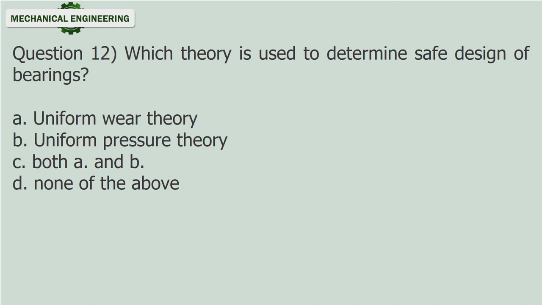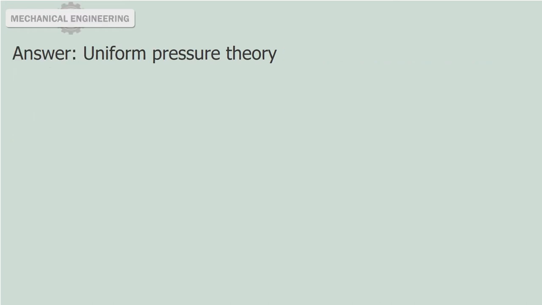Question 12. Which theory is used to determine safe design of bearings? A. Uniform wear theory. B. Uniform pressure theory. C. Both A and B. D. None of the above. Answer: Uniform pressure theory.